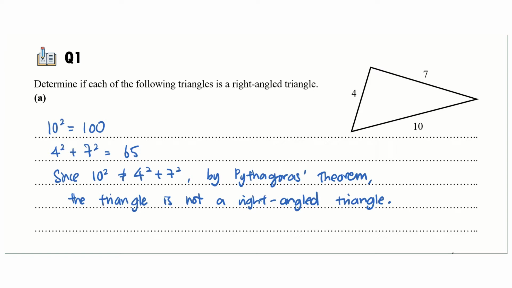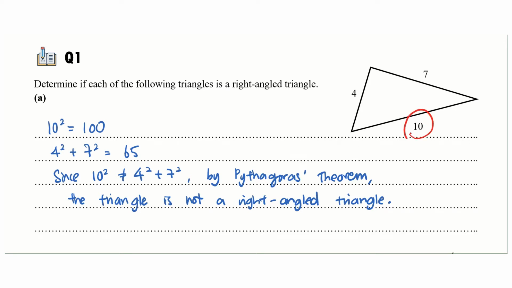In part A, we are given a diagram, and in the diagram we have the dimensions 4, 7, and 10. So to determine whether this triangle is a right angle triangle or not, we will be using our Pythagoras theorem. In order to do that, we need to determine which one is the longer side, because the longer side out of these three will be the hypotenuse, and that would be 10.